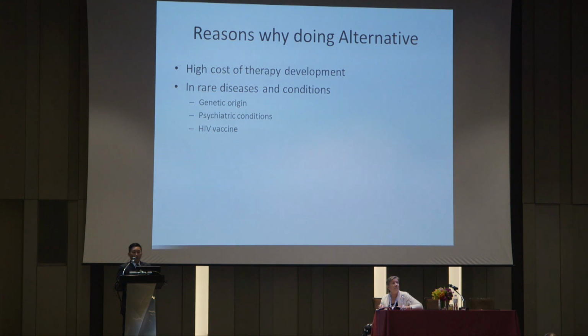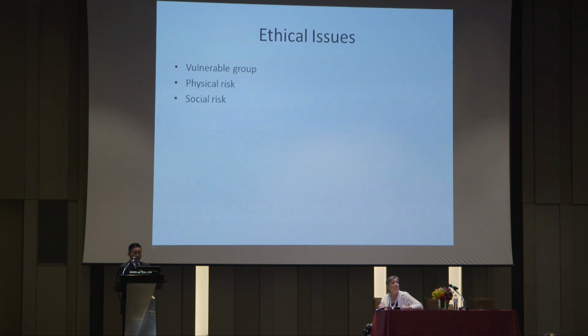The reasons for doing alternative research designs around the world are the high cost of therapy development, and in rare diseases and conditions there is no choice. We have to use those designs, especially for diseases of genetic origin, psychiatric conditions, and HIV vaccines, as discussed in the morning. The ethical issues of this research involve vulnerable groups, like children in the case of genetic disorders, and psychiatric patients.